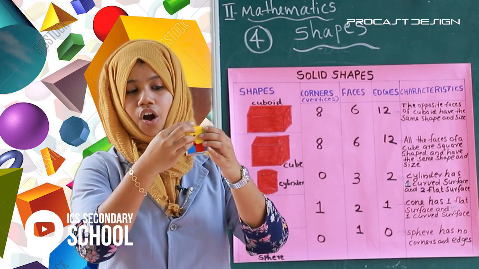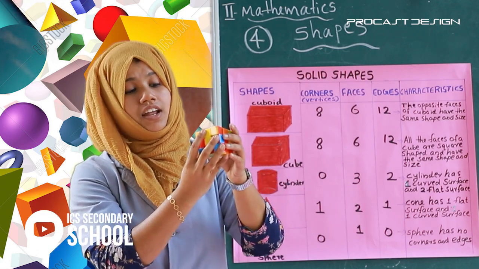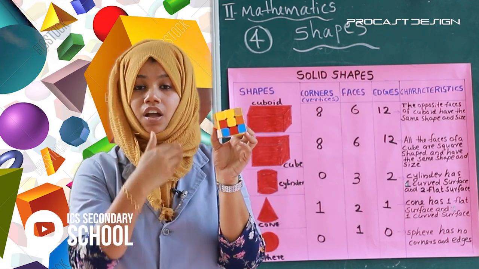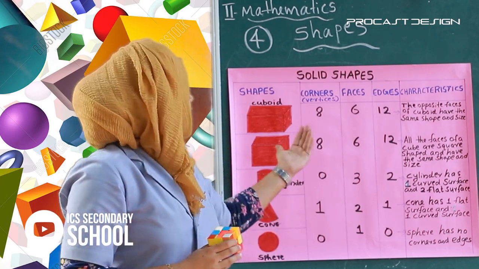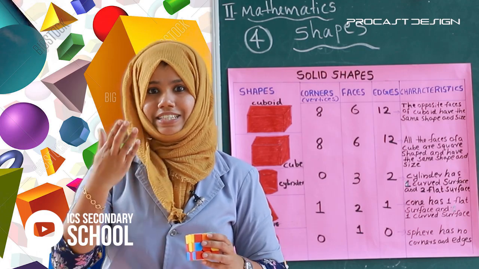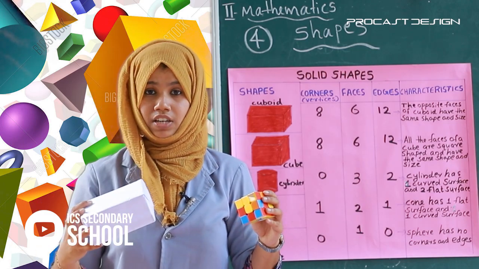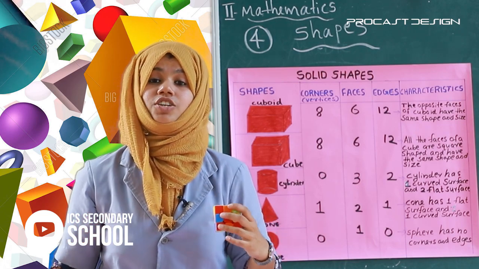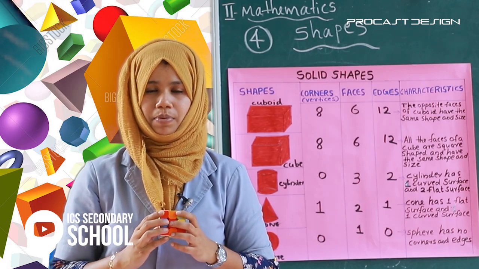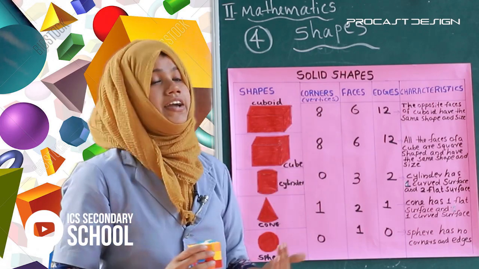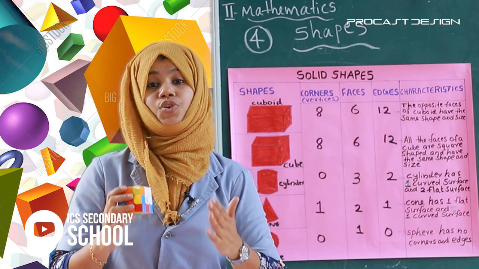Have a look. All the 6 faces are square shaped. Is it clear? And in a cuboid, all the faces are rectangle shaped. That is the difference between the cube and cuboid. The faces are rectangle shaped in a cuboid and square shaped in a cube. Both have 8 corners, 6 faces and 12 edges.